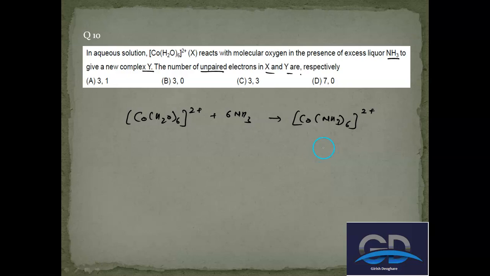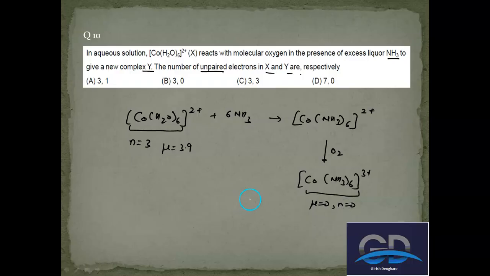And then when O2 is passed through as molecular, the oxidation happens, so cobalt rises from plus 2 state to plus 3 state over here. So cobalt is oxidized. If you see for this cobalt complex, number of unpaired electrons is 3, and therefore the magnetic moment will be 3.9. For this particular complex, it is diamagnetic, no unpaired electrons, right? And therefore magnetic moment will be 0. So what they're saying is number of unpaired electrons in X and Y, so it will be 3 and 0 respectively. Answer for this question would be B.